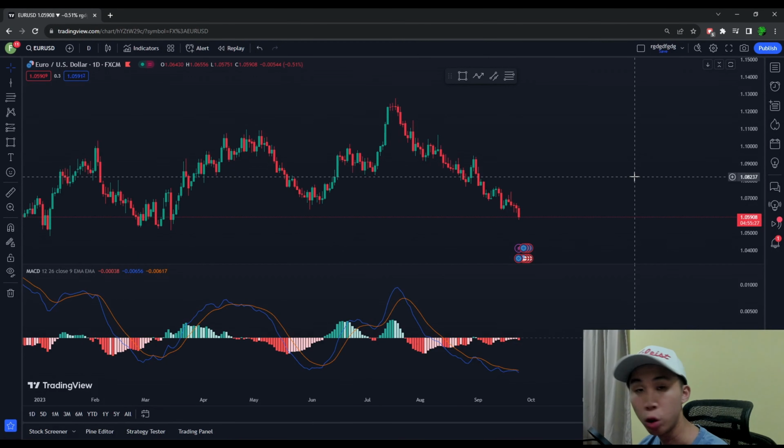Let me tell you the truth about MACD. This is not how you should use it. You shouldn't just rely on the MACD itself. You should add more confluence to it.